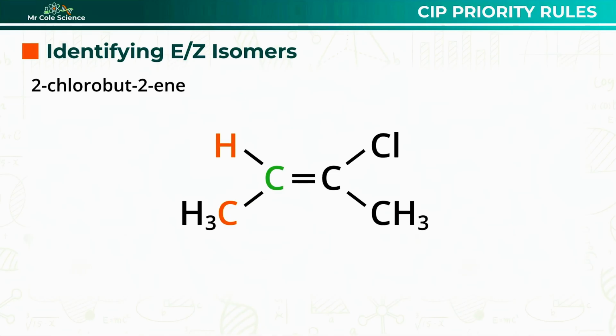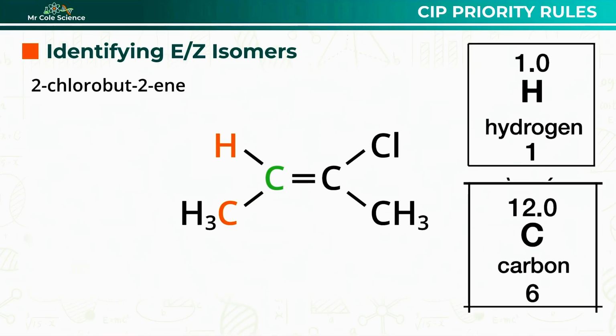And I'd always suggest using your periodic table just to make sure you don't make a mistake in the heat of the moment. Hydrogen has an atomic number of 1, whereas carbon has an atomic number of 6. Carbon has the higher atomic number out of the two, and so the methyl group becomes our priority group for this side of our carbon-carbon double bond.